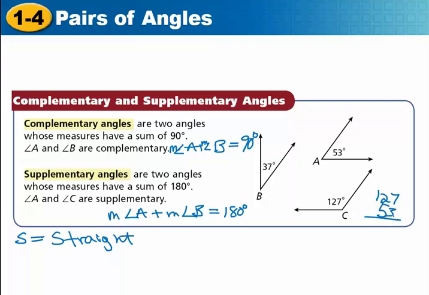7 plus 3 is 10, 8, 180. So if I added 53 and 127 together, I would get a straight line. So they're supplementary. If you think about moving angle A down here, then you would have a straight line. So supplementary is straight, 180 degrees, complementary is 90. But they don't have to be adjacent. They can be, but they don't have to be.